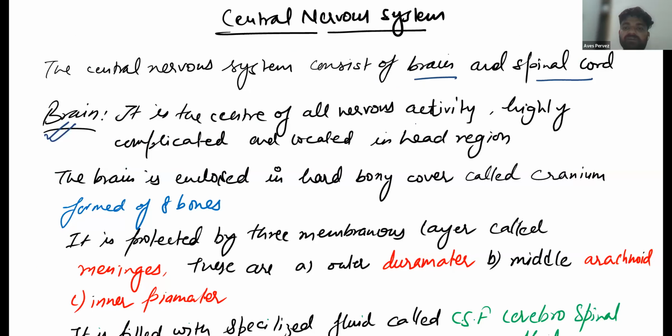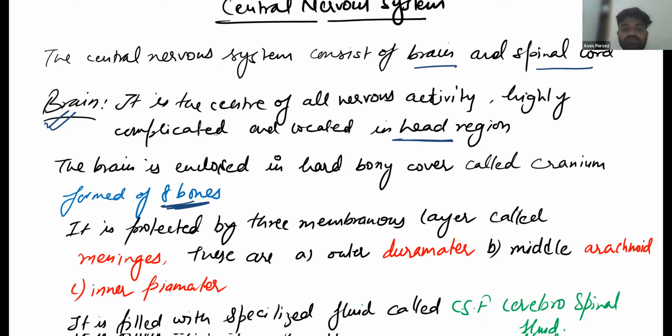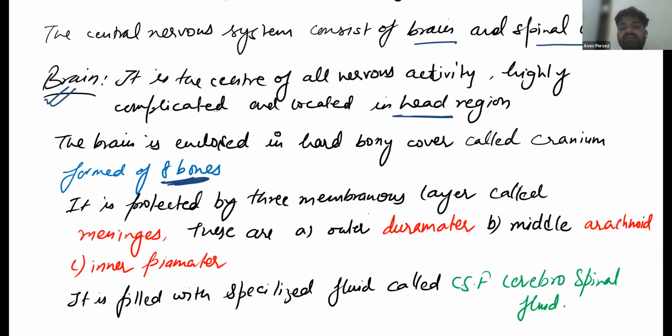The brain is the center of nervous activity, highly complicated, located in the head region. The brain is enclosed in a hard bony cover, the skull called cranium, made up of 8 bones. It is protected by 3 membranous layers called meninges. The outer layer is called dura mater, the middle layer is called arachnoid, and the innermost layer is called pia mater. And it is filled with a specialized fluid called CSF, cerebrospinal fluid. So please note it down till here.